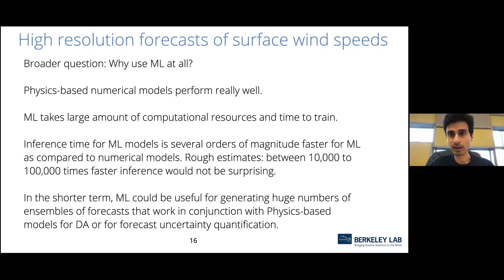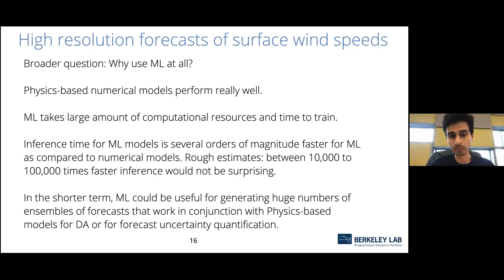Right now, it's not a very fair or accurate comparison, but if we were able to train accurate machine learning models, then it wouldn't be surprising if the inference times for getting a forecast using a trained machine learning model were 10,000 to 100,000 times faster than numerical physics-based models. That's provided we can get the accuracy to be comparable to physics-based numerical models.